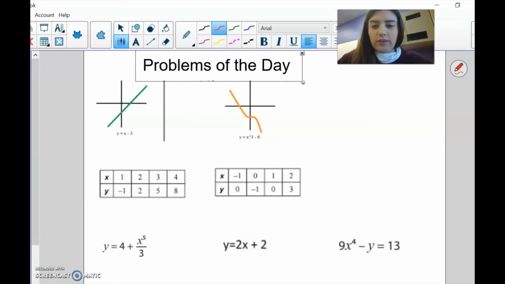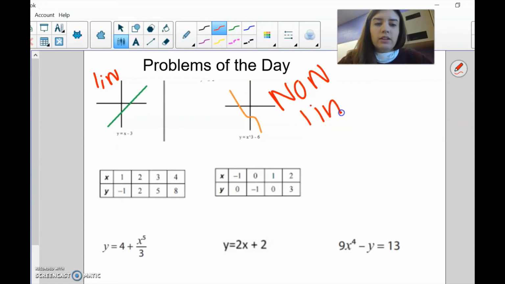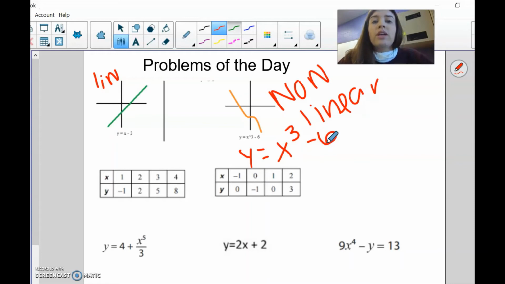So looking at these two graphs, you should be able to tell me right away that the first one is linear, and the second one is nonlinear. You could just tell, look at it, it's not a line, it's nonlinear. Something else to note is that it gives us the equation, and it says x cubed minus 6. So this is a good representation of how any exponent is going to make it nonlinear.